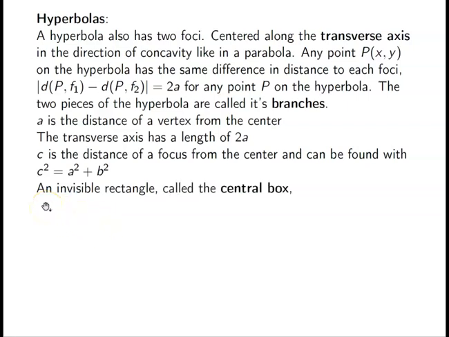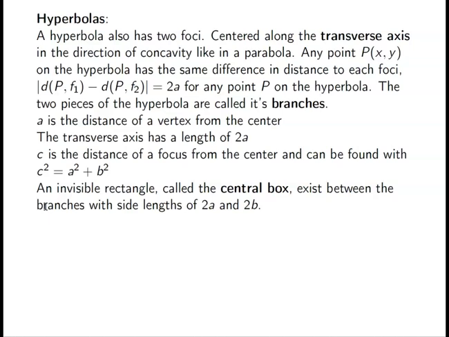An invisible rectangle is called the central box, and the line that connects opposite corners of that central box gives us our slant asymptotes for the hyperbola. The box is formed between the two branches of our hyperbola and has side lengths of 2a and 2b, right? And it'll be very clear to tell which one is 2a. The distance 2a comes from the distance between the two vertices, okay? The distance of 2b is just the imaginary line, basically, okay?